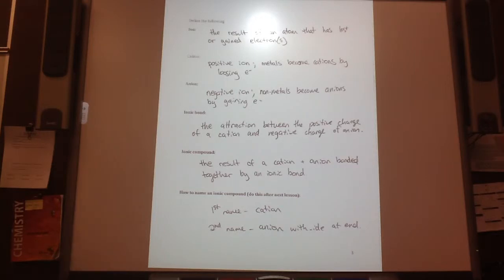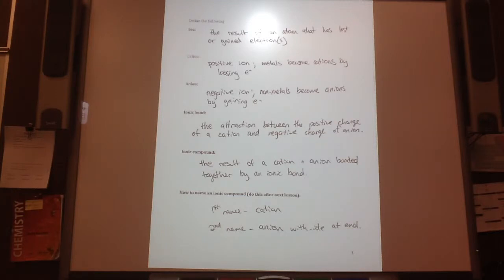Then an ionic bond is the attraction between that positive and that negative. Okay, so the ionic bond is the attraction between the positive ion and the negative ion. Now, the ionic compound, which we're going to have a quiz soon, this question will be on your quiz.